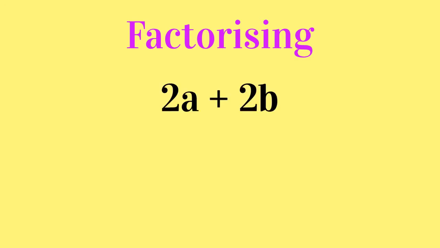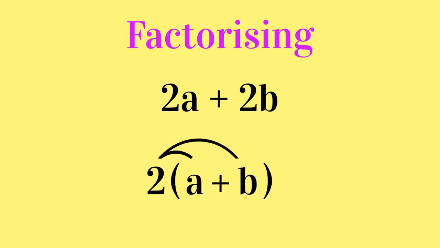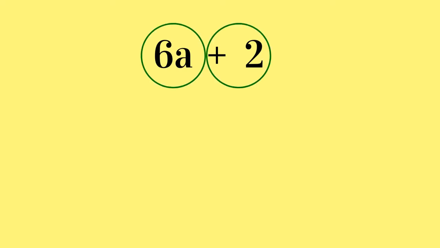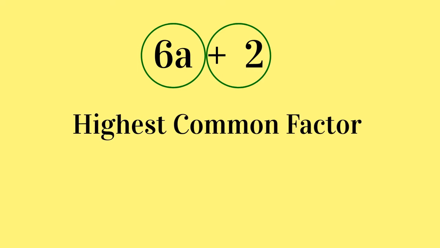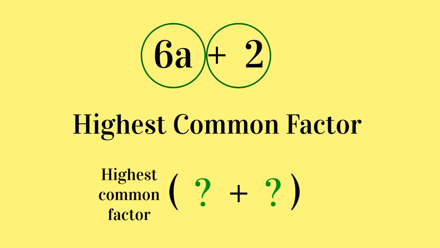Factorising an algebraic expression means to put it into brackets. This is the opposite of expanding brackets. For example, if we had the expression 6a add 2, in order to factorise, we need to look at the terms in the expression and find the highest common factor of those terms. The highest common factor will go on the outside of the brackets.